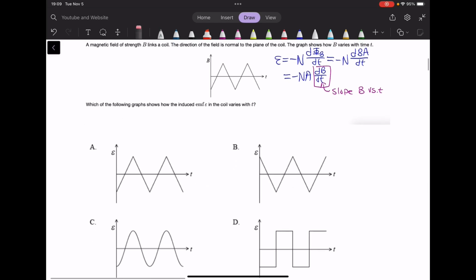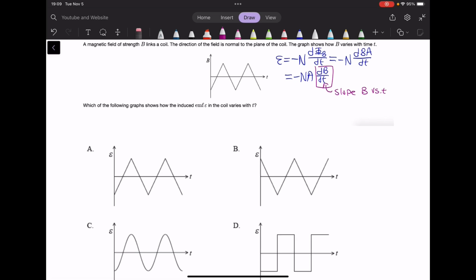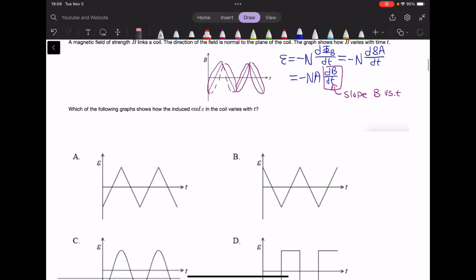So we see that here they have a constant slope. Here they have a constant slope. Here they have a constant slope. Here they have a constant slope. So the induced EMF is going to be a constant, right? So the induced EMF is equal to negative N multiplied by A multiplied by the slope of the graph.